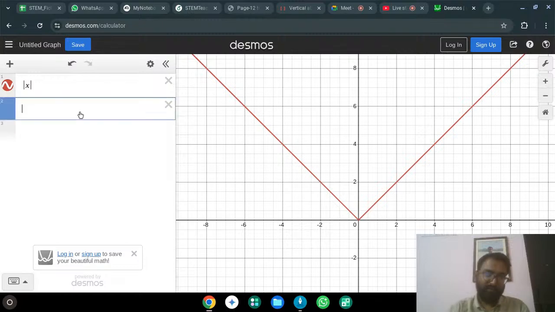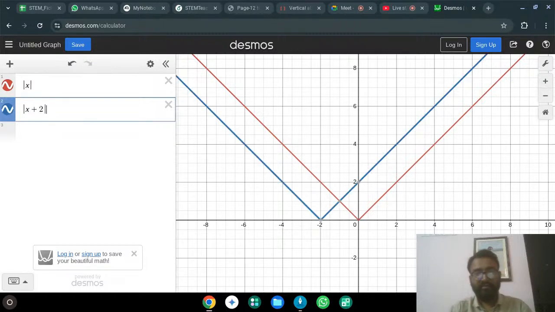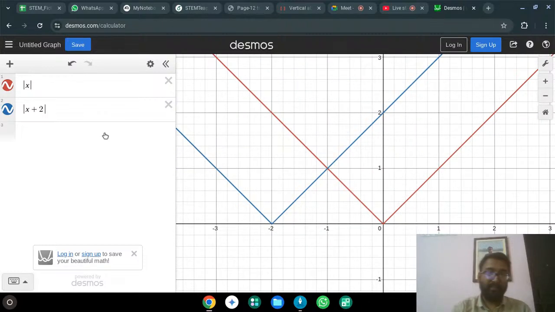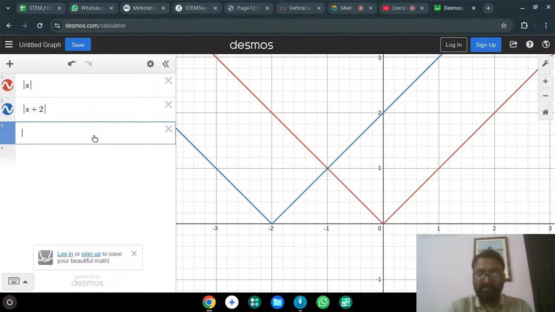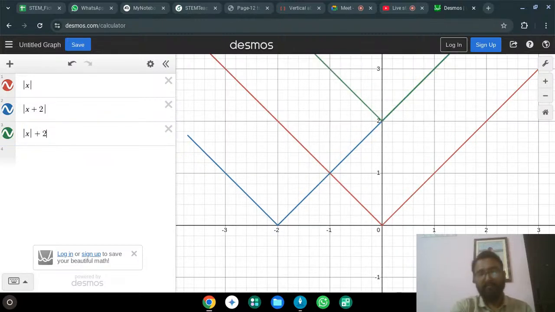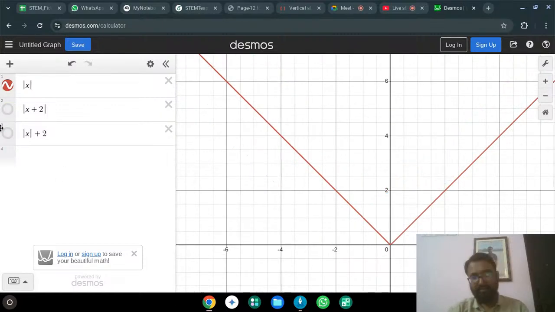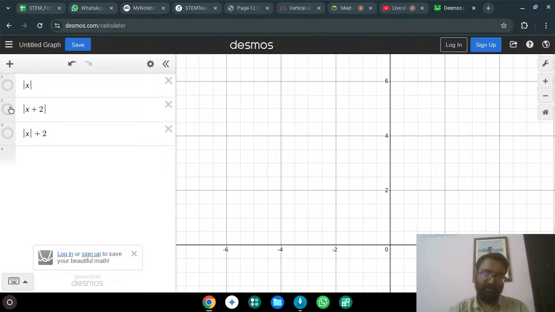So what about the graph of mod X plus 2? Very good. Mod x plus 2, it's going to left. Thank you. Very good. And one more is mod x plus 2, it is up. So here it is mod x, and it moves to the left.